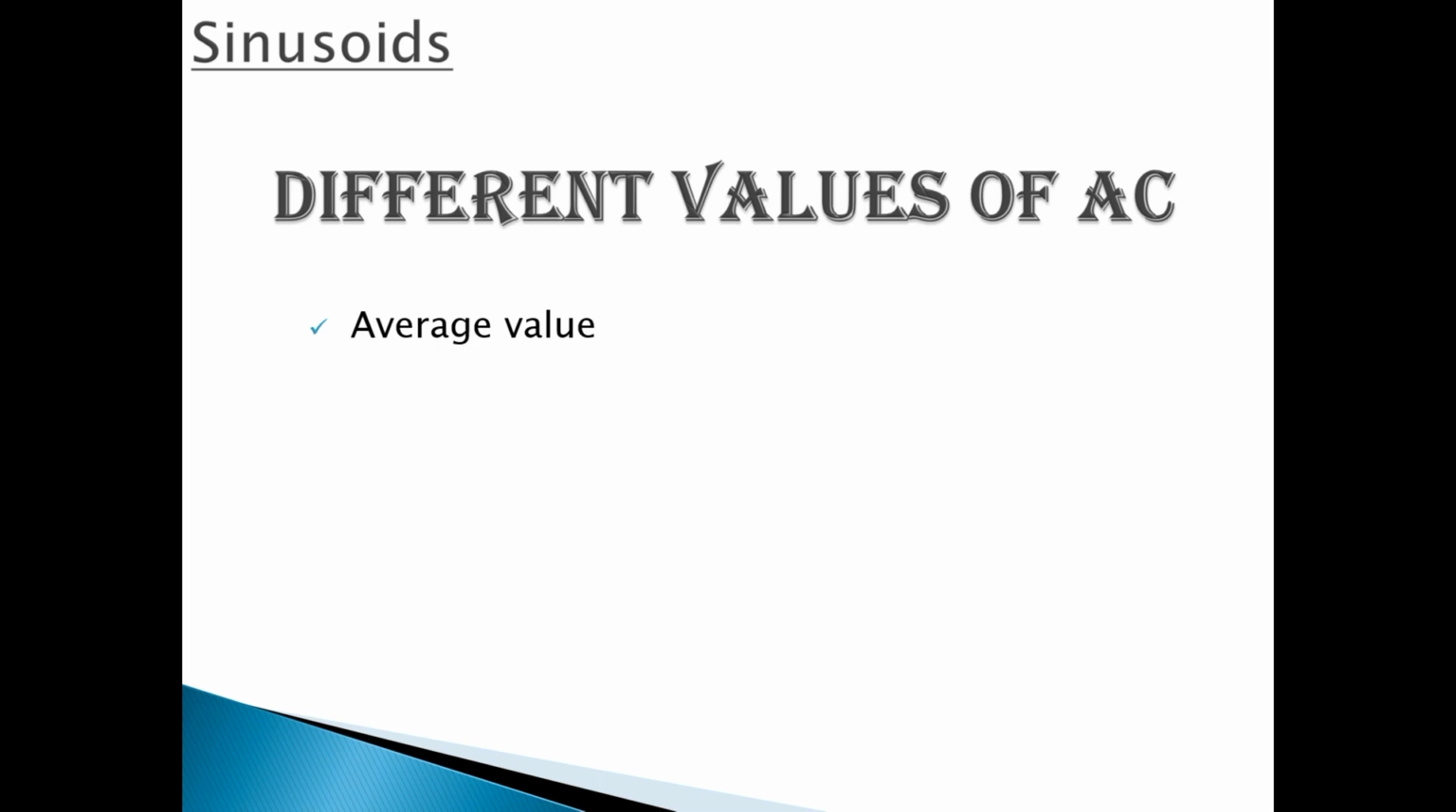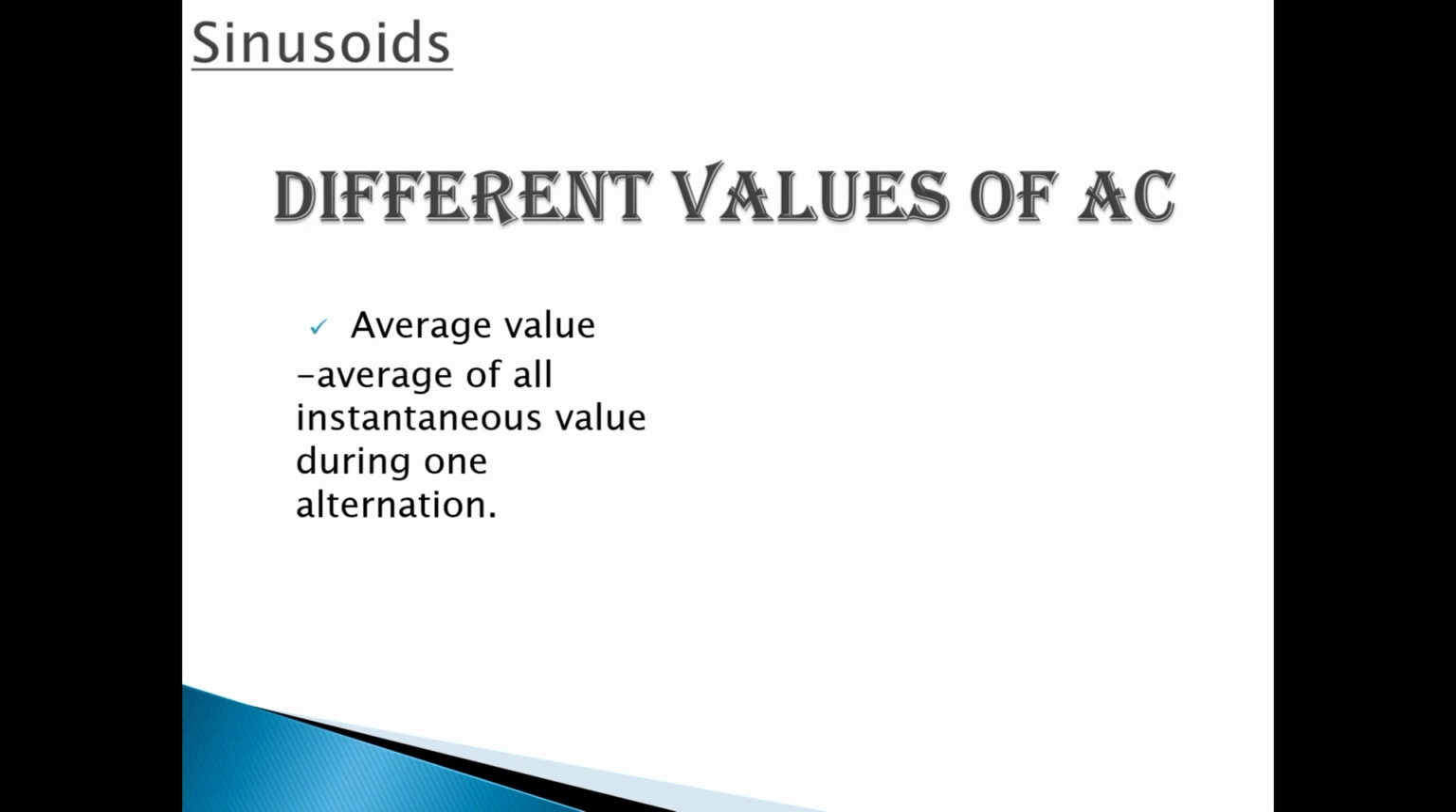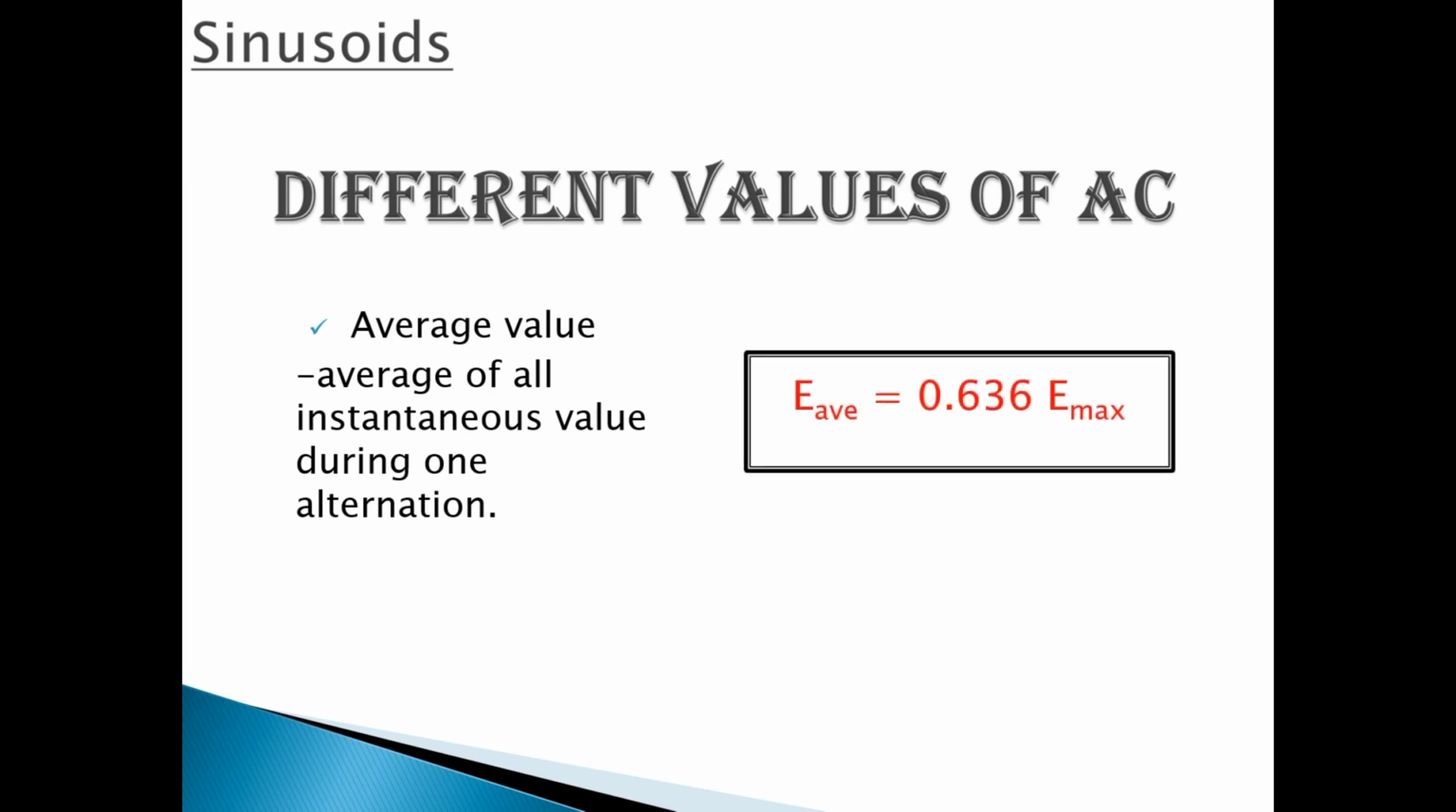Then we also have the average value, or the average of all instantaneous values during one alternation. So we have a formula for the average value equal to 0.636 times the maximum value.